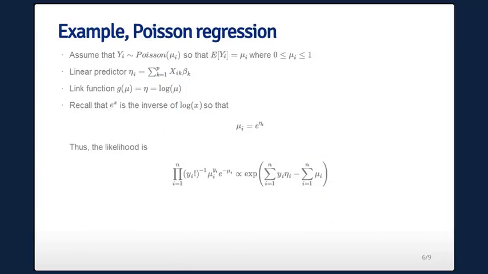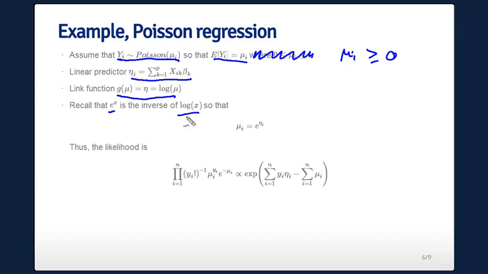Let's do a Poisson example. So now our y's are Poisson mu i, so the expected value of y is mu i. Where mu i has to be greater than or equal to 0 in the Poisson case, but it's unbounded on the upper side. The linear predictor is that guy, and the link function, let's say in this case, is log mu. Remember that e to the x is the inverse of log x.